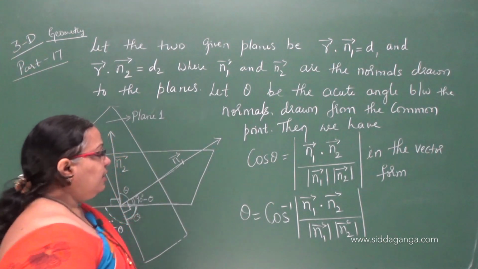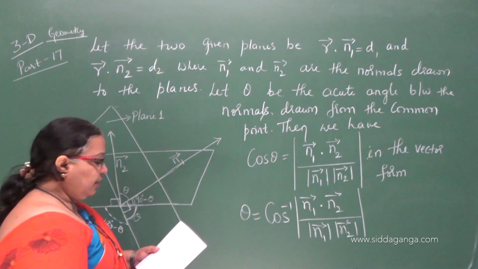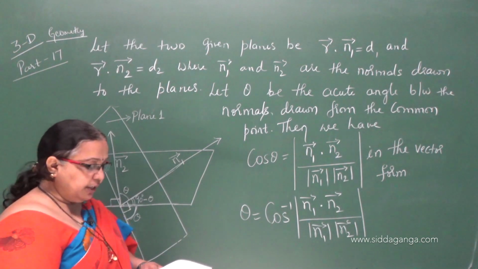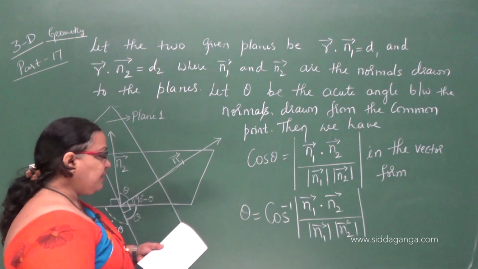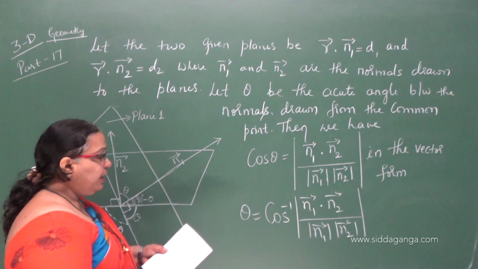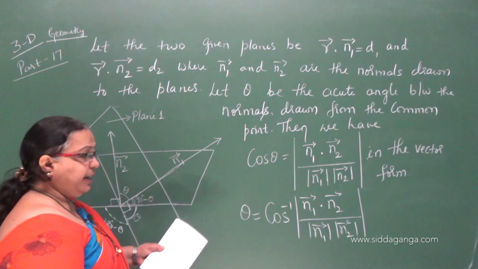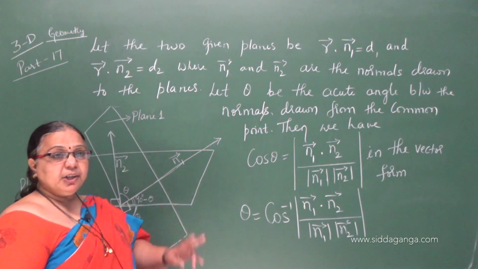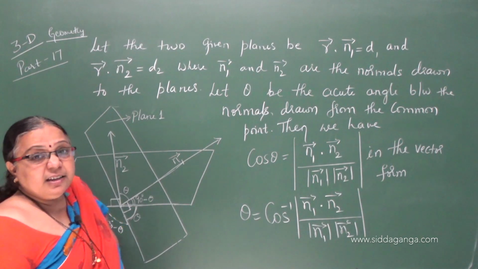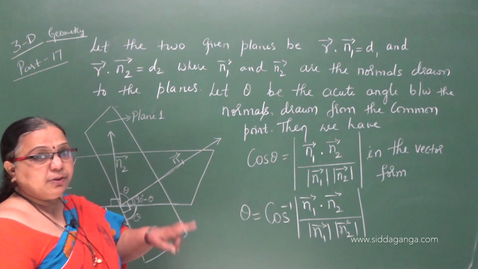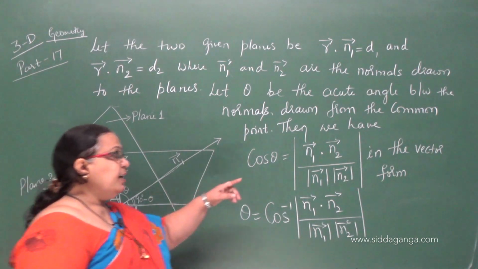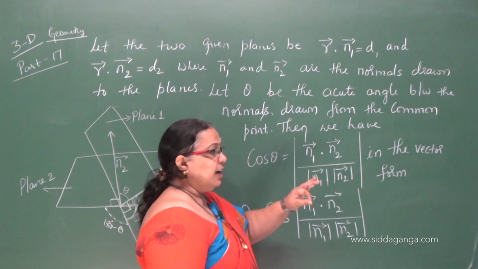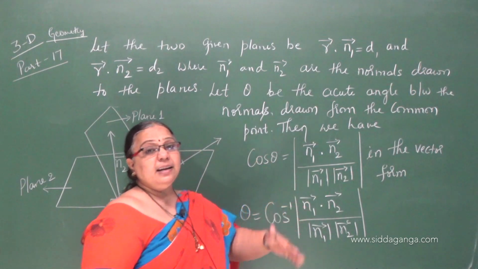So now this gives the angle between the two planes where the normals are drawn from the common point. This represents the vector form of the angle between the two planes. Where the angle is known, we can have two particular cases, depending on these two vectors: when these two vectors are perpendicular, and when these two vectors are parallel.